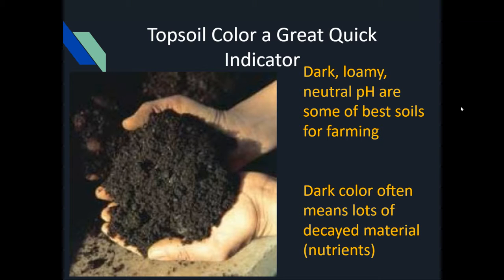Topsoil color is a great and quick indicator of how healthy this soil is. So if the topsoil is dark, loamy, and neutral pH, then that is some of the best topsoil for farming. Dark color often means that there's lots of decayed material, also known as nutrients, in the soil. So when you're getting ready to plant, say, a garden or anything, if you can look at the topsoil and it is dark like it is in this picture, then it's probably really good soil for you to be planting things in, and anything that is lighter is probably not going to have enough nutrients, or it may be extra dry or extra compacted, which is not going to bode well for plants to grow.